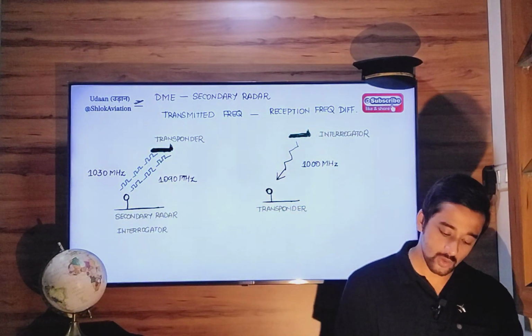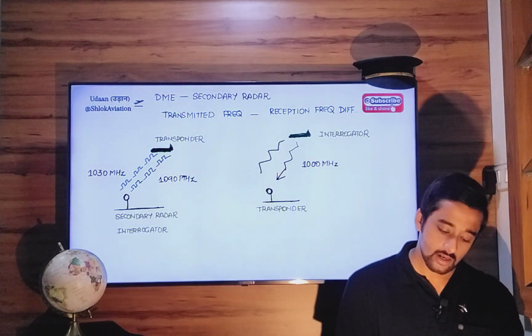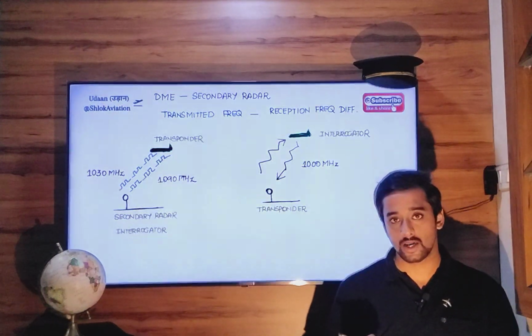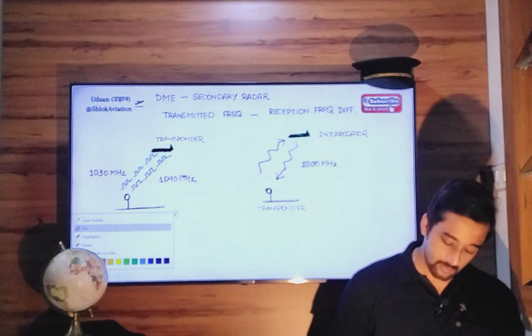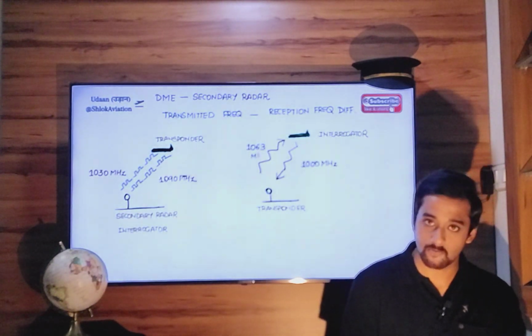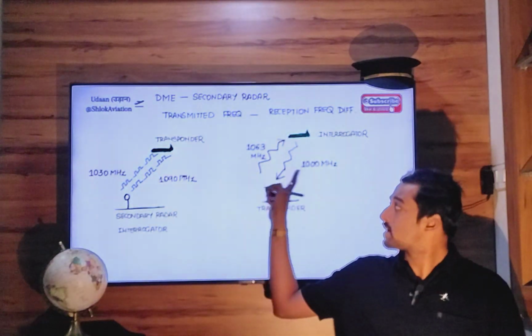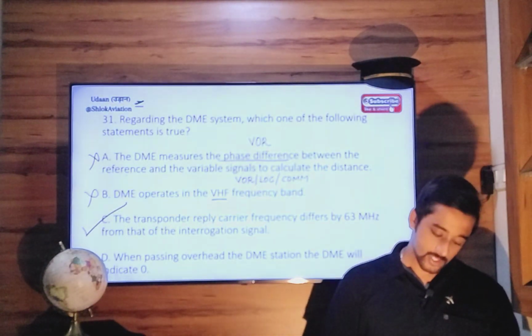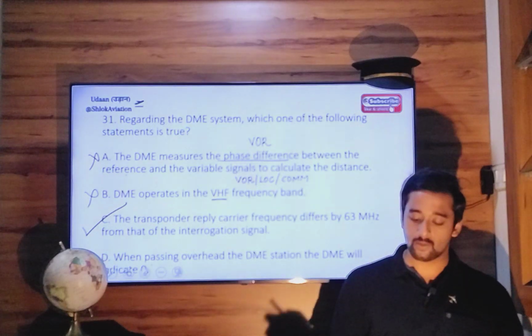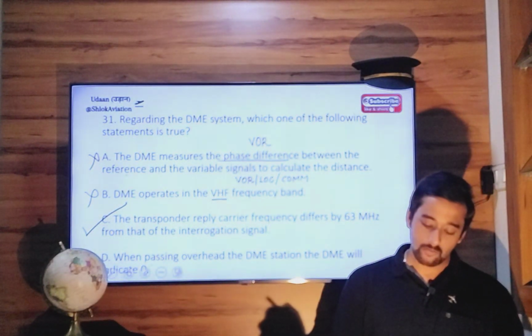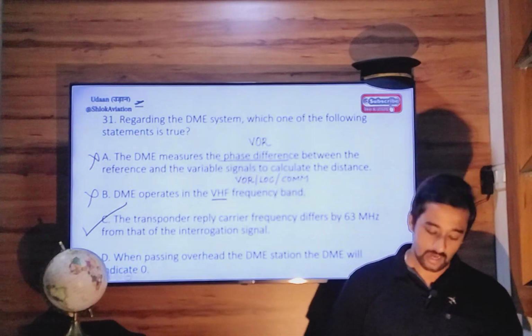at a frequency which will be different from this 1000 megahertz frequency by 63 megahertz. So the reply pulse will be equal to, let's say, 1063 megahertz. So as you can see, interrogation and reception frequencies are different. So the correct option here will be the transponder reply frequency differs by 63 megahertz. Delta states when passing overhead DME, the DME will indicate 0.